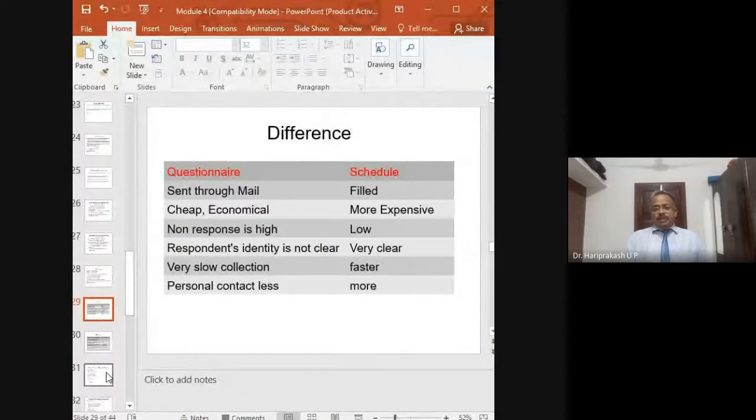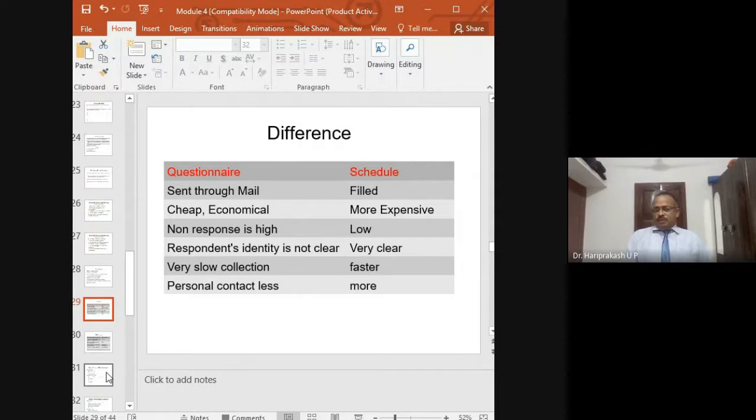Difference between schedule and questionnaire. This is one common question that you can expect in exams. What is the difference between questionnaire and schedule? Very often it comes in final exams, and even internal exams. You can expect this question for 7 marks or 10 marks. So at that time you will have to highlight all these differences.